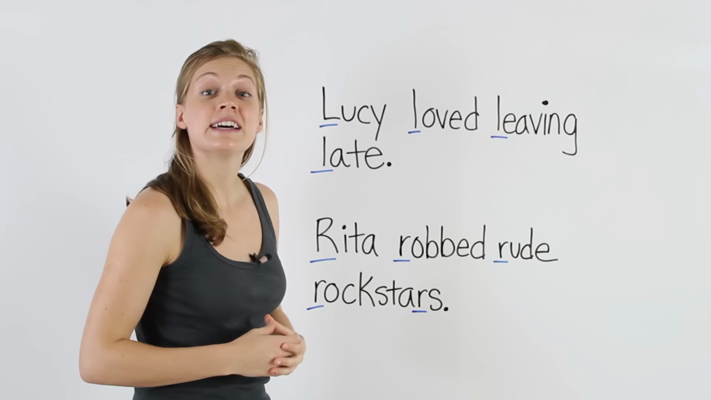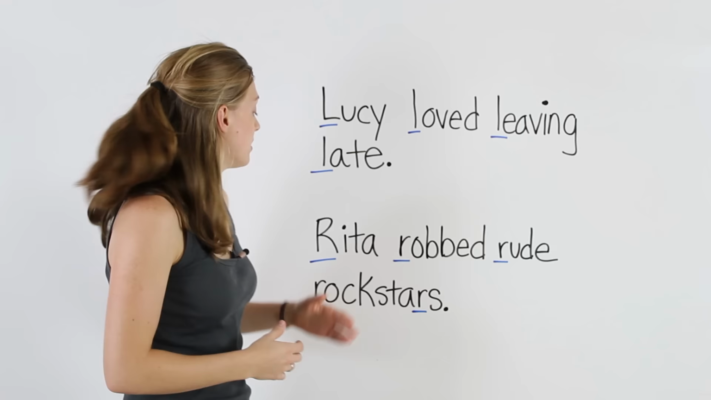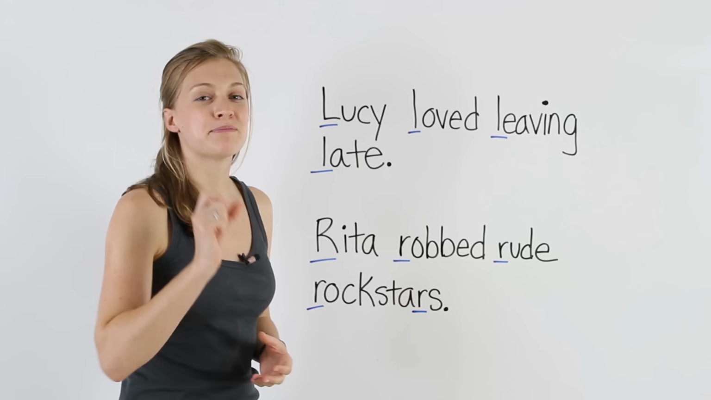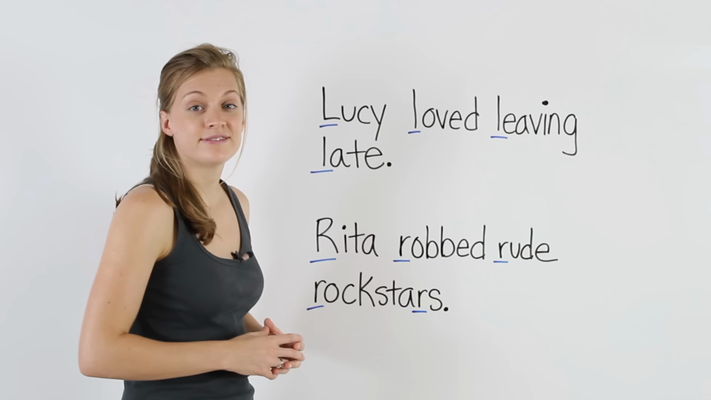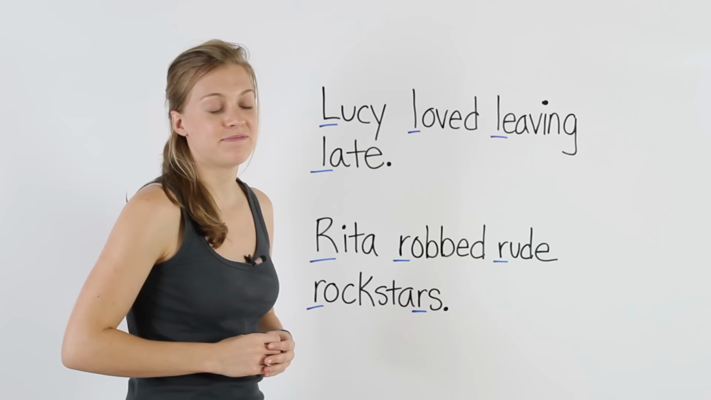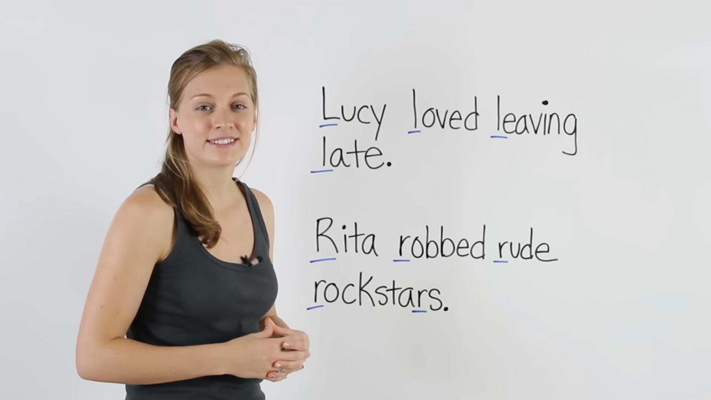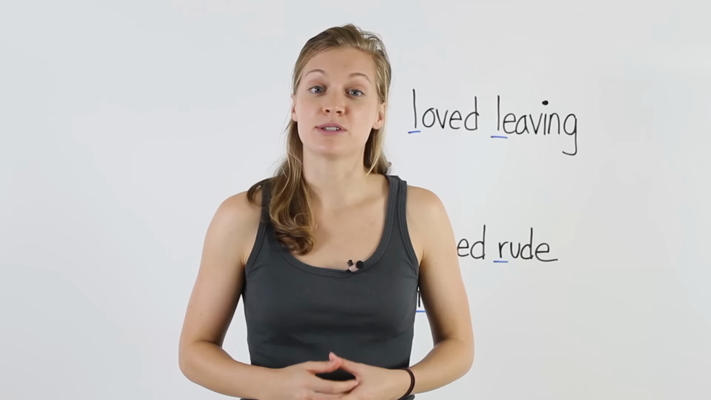Good. Now let's move on to the R sound, R. Rita robbed rude rock stars. Repeat after me, but much slower. Rita, robbed, rude rock stars. Now one more time, but a little bit faster. Rita robbed rude rock stars. You try. I hope you did well. Now you know the difference between the L sound, L, and the R sound, R. I'll see you next time.